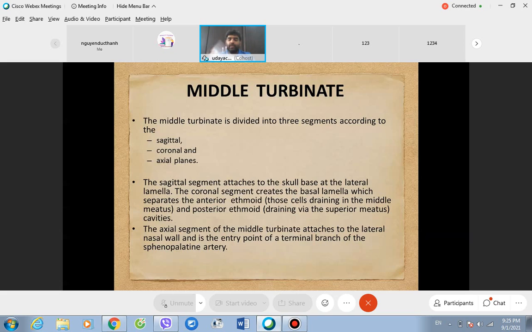So the middle turbinate is somewhat located like this. This is the coronal part. The starting part is sagittal, and once we come slightly posteriorly, it becomes coronal, which divides two parts of the ethmoid cells, anterior and posterior, and the final part is attached in the axial plane to the lateral wall.